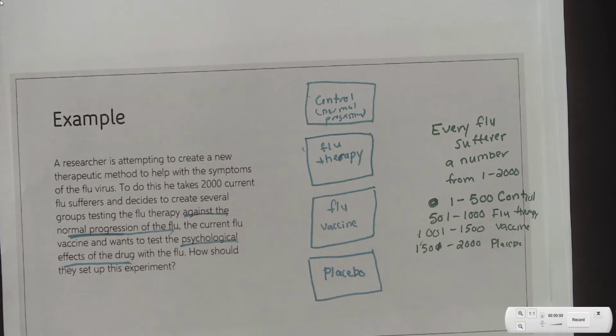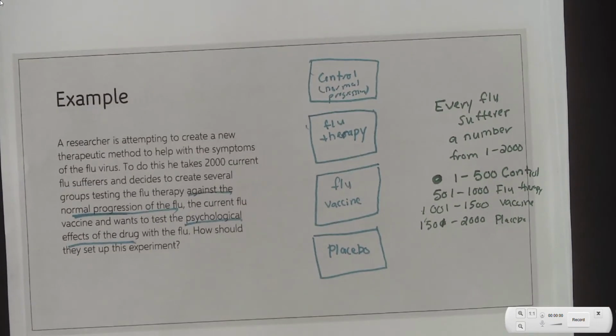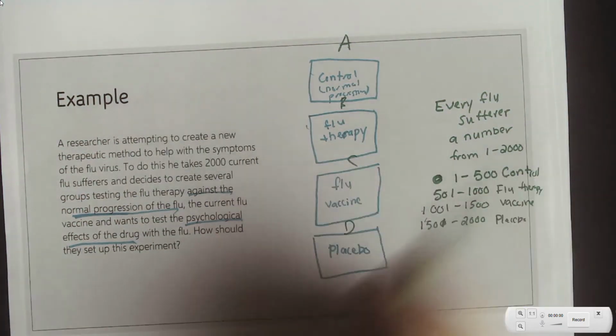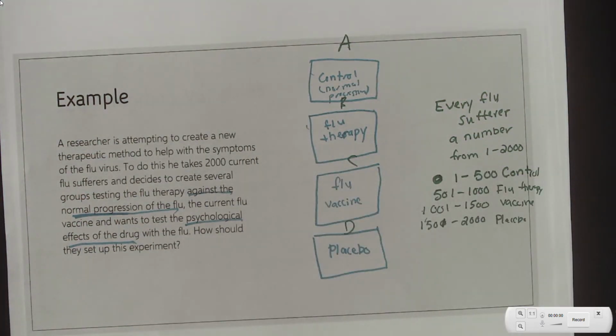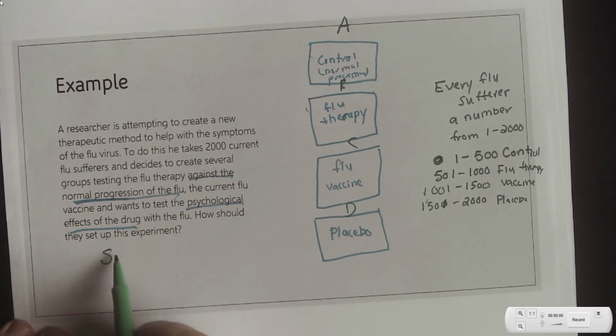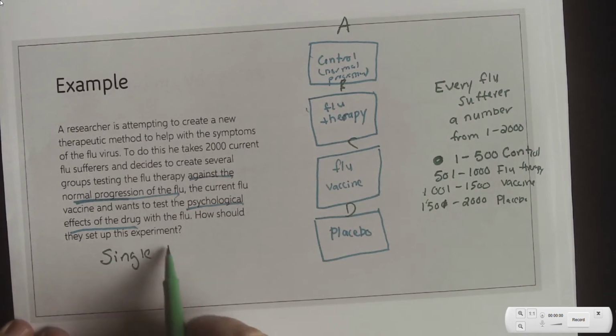Now, like I said before, your people will probably not know, or at least they shouldn't know which group they're going into. They would probably just see this as Group A, Group B, Group C, and Group D. If your participants are the only ones who do not actually know what they're going into, we call this single blind.